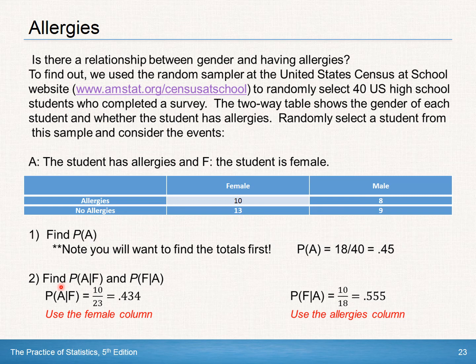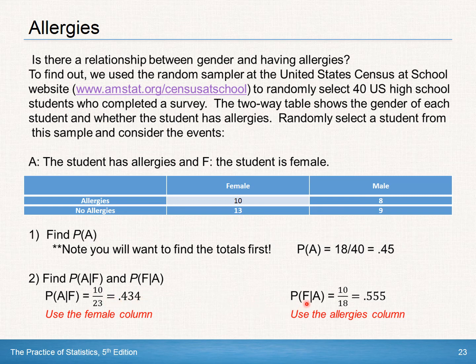Now, letter B says find the probability of A given F, so that the student has allergies given that they're a female, and the probability that they're a female given that they have allergies. If we're looking at the fact that they have allergies given that they're female, basically we're just looking at the female column. Right here, this is our new total, so that total is 23. Where's the intersection of female and allergies? That's your 10 right there. So 10 out of 23, which is 0.434.